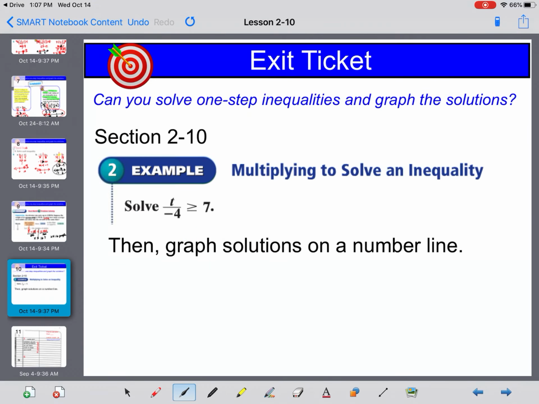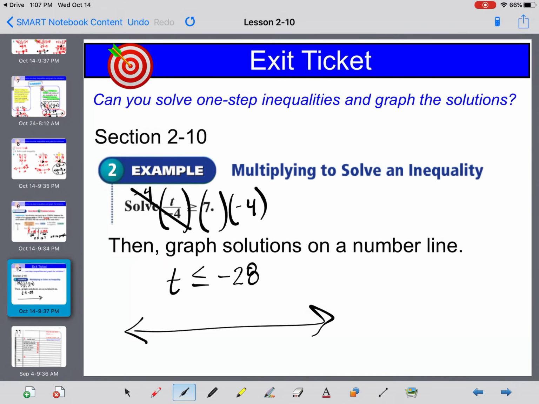All right, let's try this one. Oh, maybe we already did this one. All right, let's try this one. T divided by -4 is greater than or equal to 7. You should multiply both sides by -4. T is less than or equal to -28.